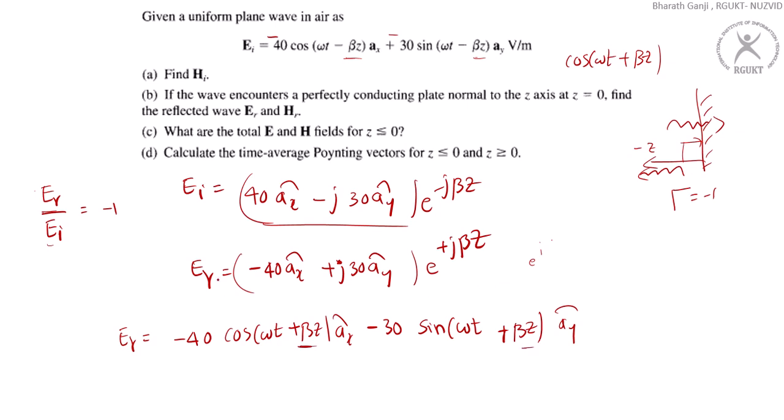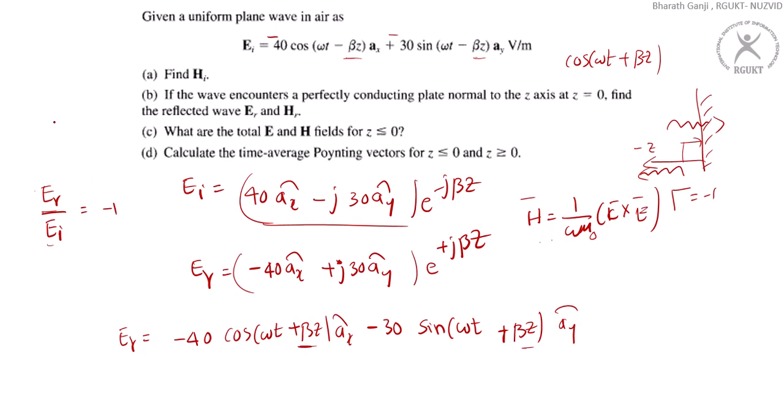So if I have an electric field, how do I calculate the magnetic field? The process is always the same. The magnetic field is given by 1 by omega mu, k bar cross E bar. So I have the E bar vector, and I know omega, and mu is mu naught. And what is k bar?